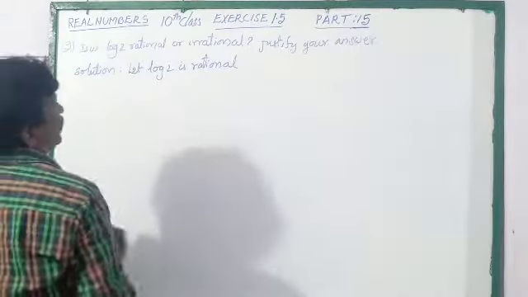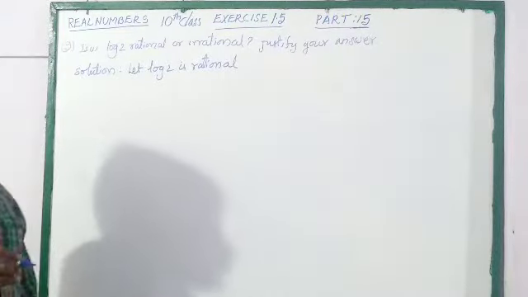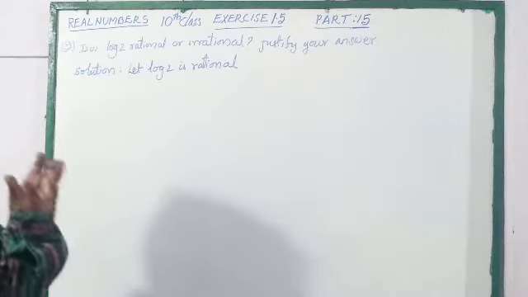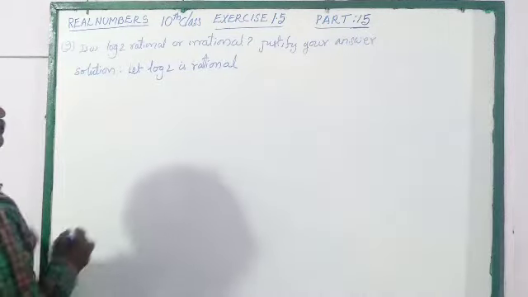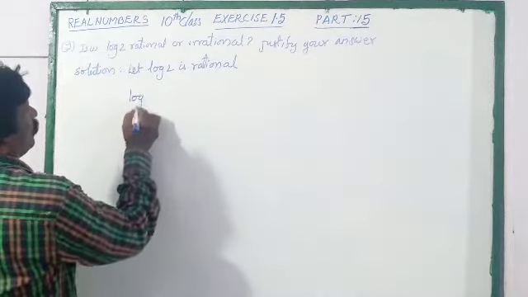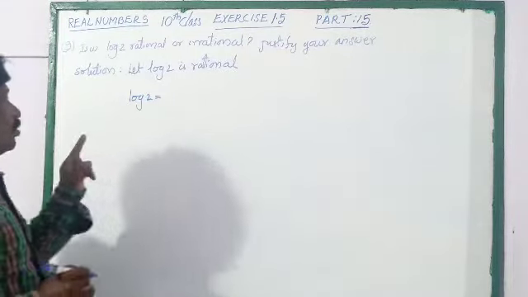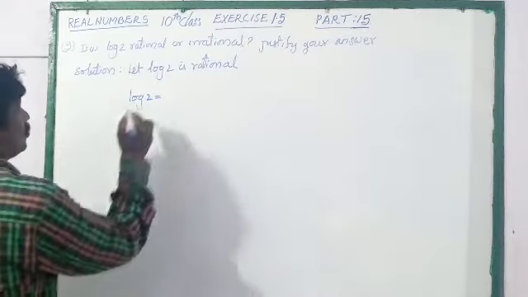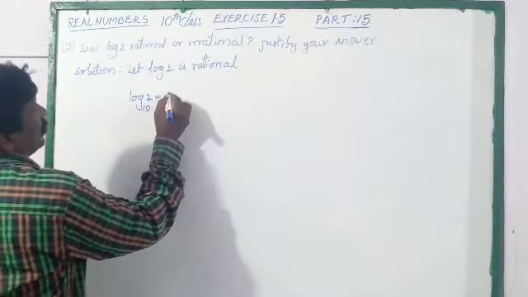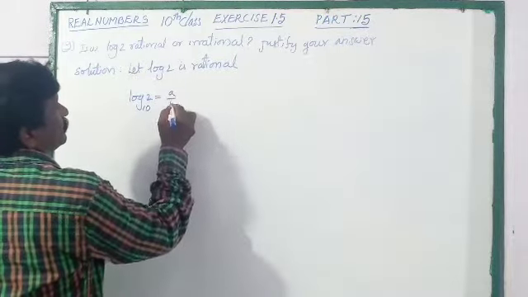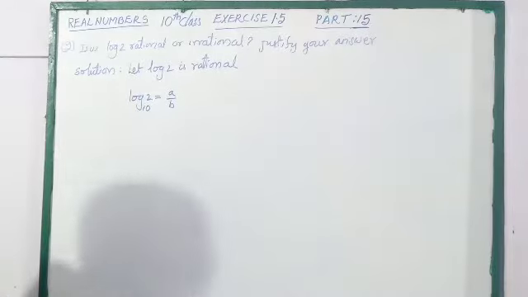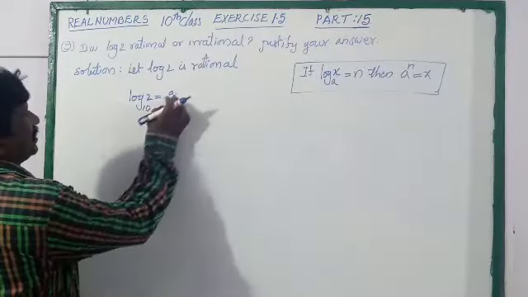Log 2 is rational. Once log 2 is rational, we equate it to another rational number. That is, log 2 base 10 is equal to a by b.